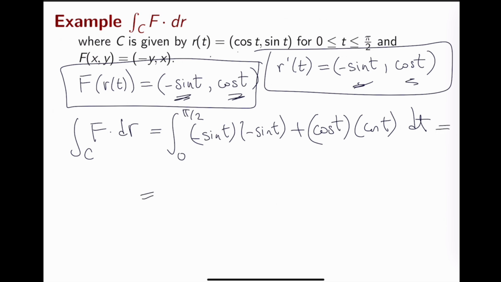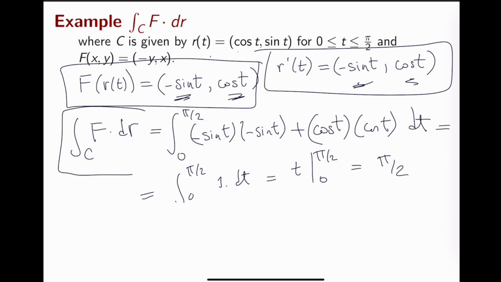Okay, and in this case we can see already that this is sine squared plus cosine squared, right? We got a very easy integral here. This is just the integral of 1 dt. And the integral is t, evaluated between 0 and pi half, so the result is pi half. So we got that the line integral of this vector field over this curve is equal to pi half.